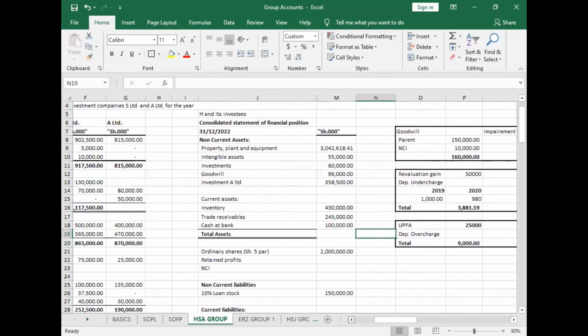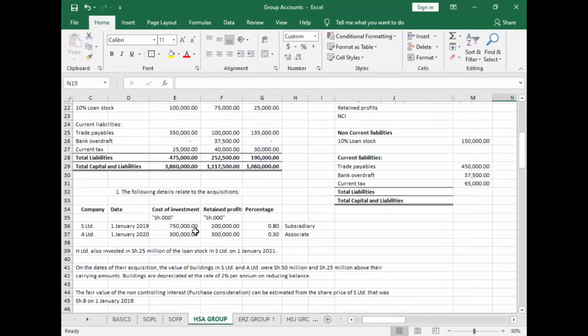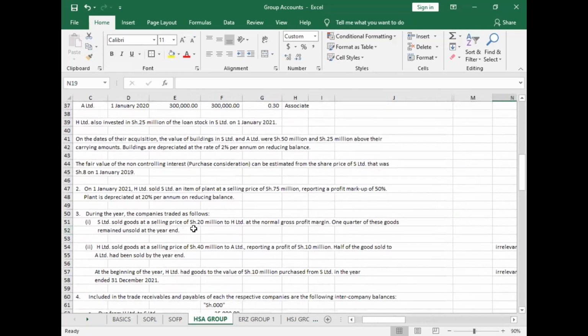Then we'll continue with the additional information. So we are here. I told you this one will be relevant. Also, this one will be relevant. This one is relevant because it applies to the prior financial period. And this number 2 is relevant because it's between H and A. A is an associate. We don't consolidate. So the only thing that we will take here is this one, which says S Limited sold to H Limited. It's an upstream sale of 20 million at the normal gross profit margin. So we'll use the above, which was a third, and a quarter of the goods remain.